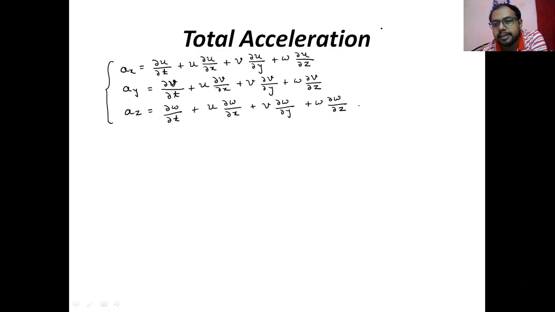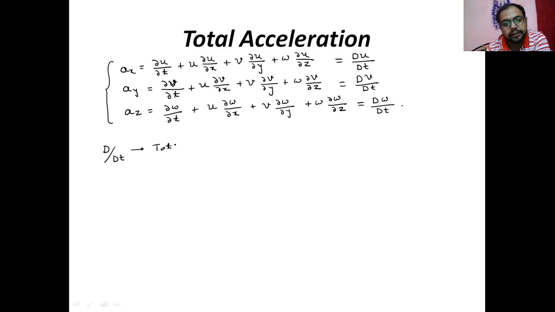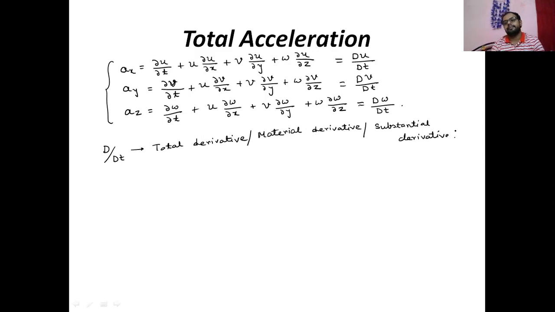So total acceleration, another name, is the material derivative. We are writing this as a total derivative form: capital Du by dt here, capital Dv by dt here, capital Dw by dt here. So D by Dt is nothing but the total derivative. Another name is the material derivative. Somewhere it is called the substantial derivative. All are the same.